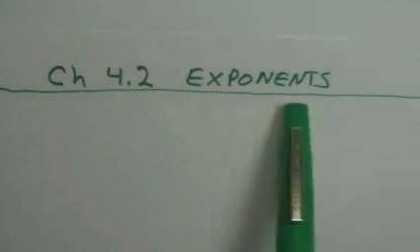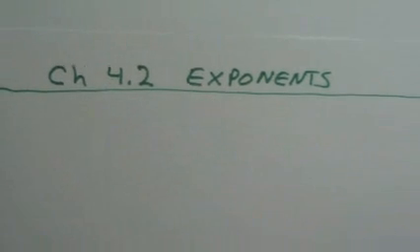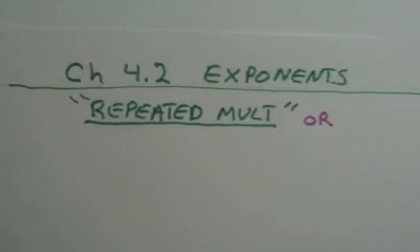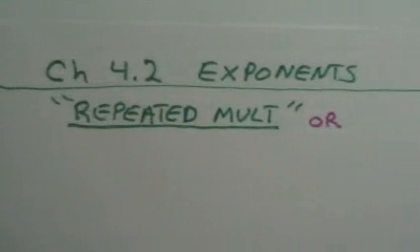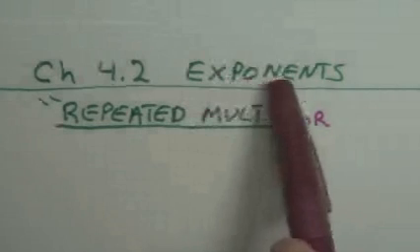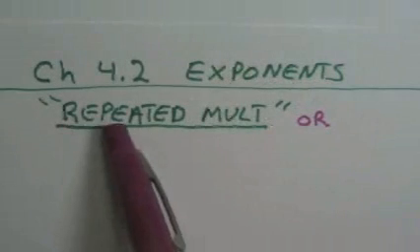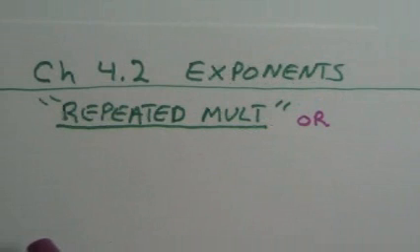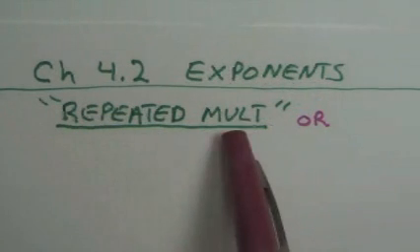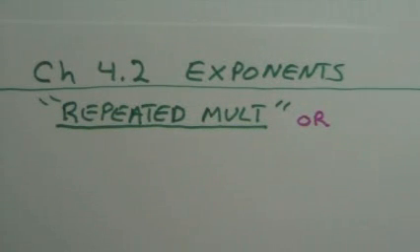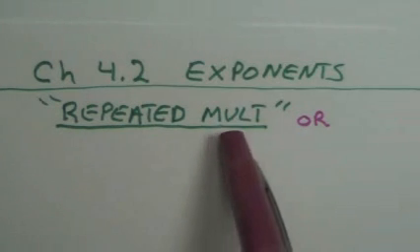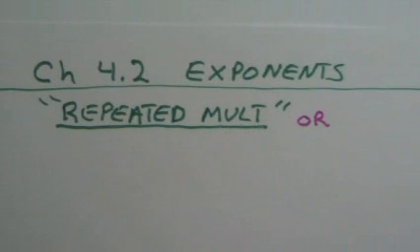Okay, chapter 4.2, dealing with exponents. For exponents, what you can do is just think of repeated multiplication. Repeated multiplication. And you can abbreviate as much as you wish.